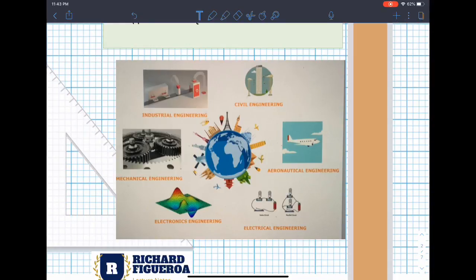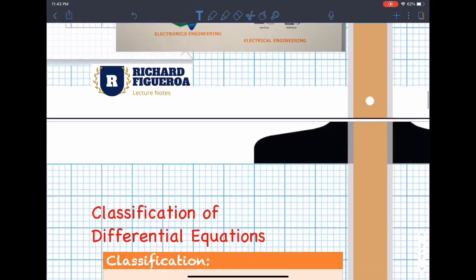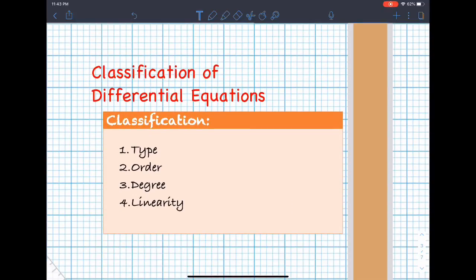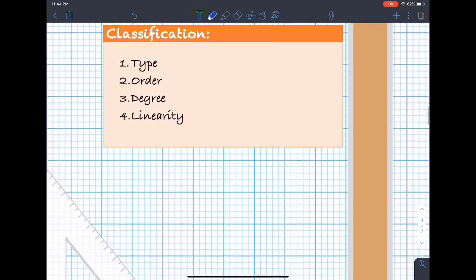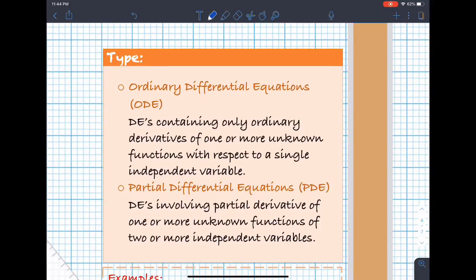So let's now proceed with how we distinguish a differential equation, because there are different ways we classify differential equations. These are the different classifications. We have the type, the order, the degree, as well as the linearity. So we can classify a differential equation according to its type, its order, its degree, and its linearity. Let's start with according to type.